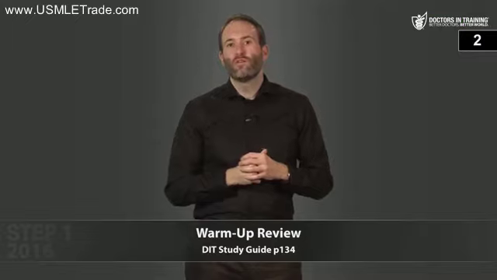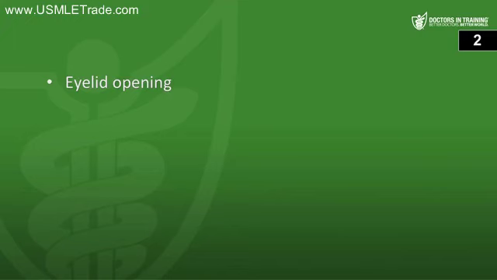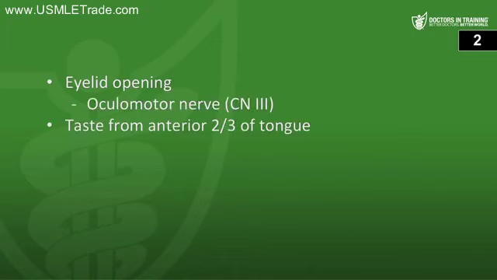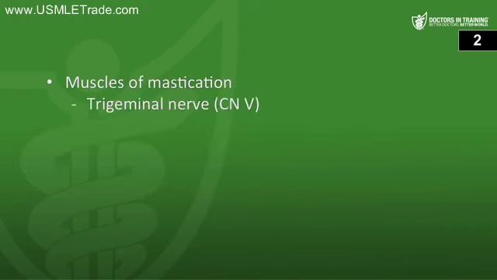Next, which cranial nerve is responsible for each of the following actions? So first we have eyelid opening, that's going to be the oculomotor nerve, number 3. Taste from the anterior 2/3 of the tongue, that's going to be the facial nerve, number 7. Head turning, that's going to be the spinal accessory nerve, number 11. Muscles of mastication, that's going to be the trigeminal, number 5.